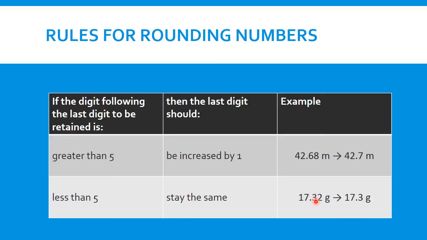If it's less than 5, we have 17.3. That's our third significant digit. The number after the digit we want is less than 5. So that third significant figure stays the same. So we get 17.3.